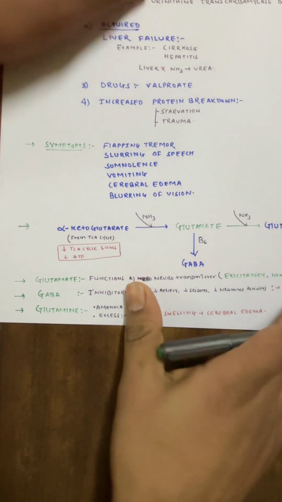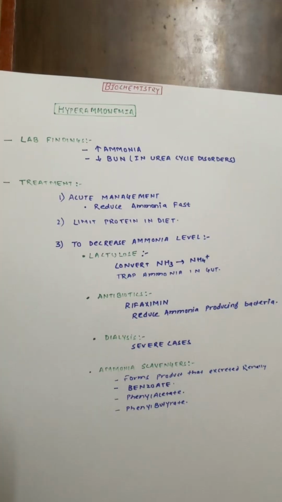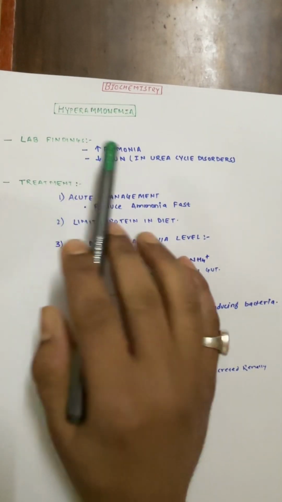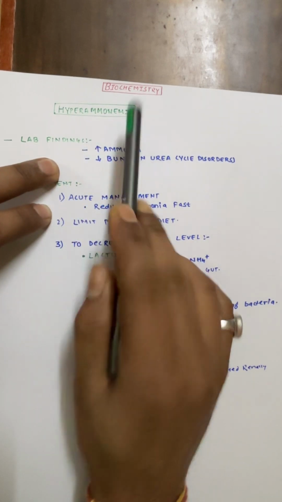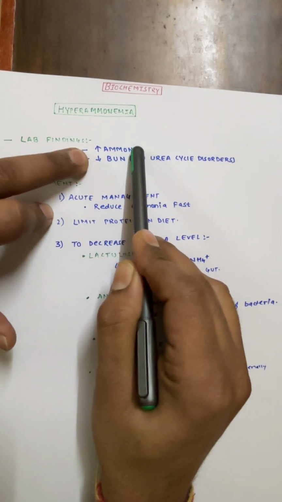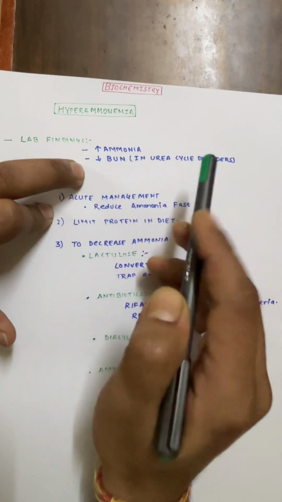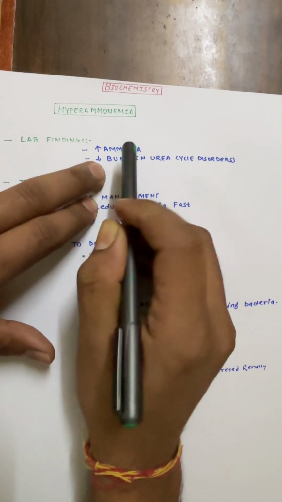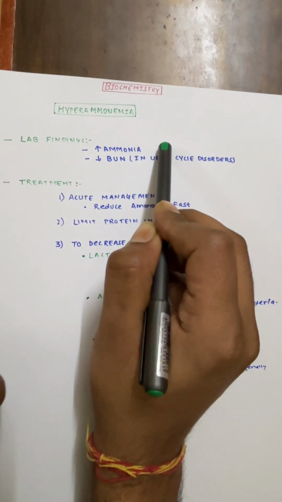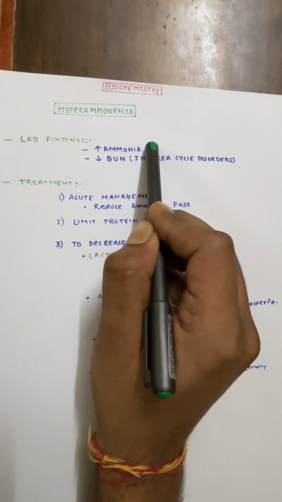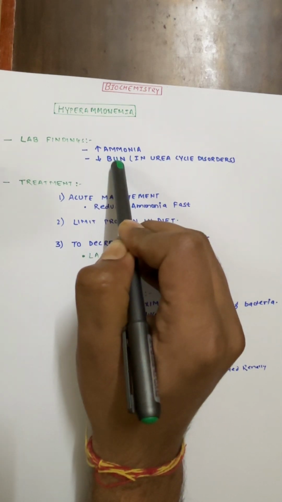Now we'll move further in this lecture and talk about lab findings. The lab findings of a hyperammonemia patient will be increased ammonia in the blood, but decreased blood urea nitrogen. Why will blood urea nitrogen be decreased? Because the ammonia is not participating in the urea cycle. So when the urea cycle does not occur, then the urea will be less in the blood. So that's why blood urea nitrogen will be less.